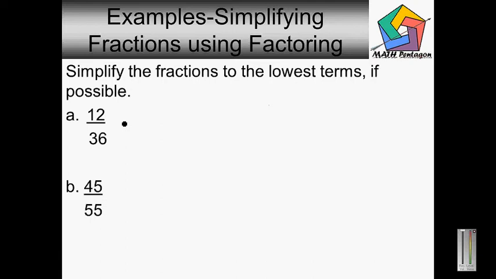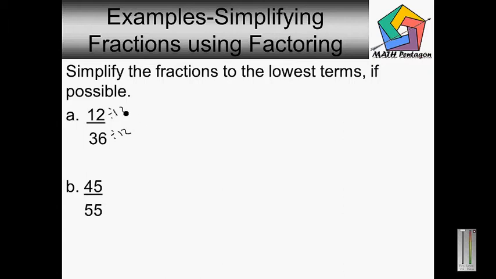Let's do a few examples on simplifying fractions using factoring, and so we want to simplify the fractions to its lowest terms if possible. So what you've got to do is basically simplify to its lowest terms, and what I would do is try to find the greatest common factor. So the greatest common factor between these two numbers is 12. So we're going to divide 12 on both sides.